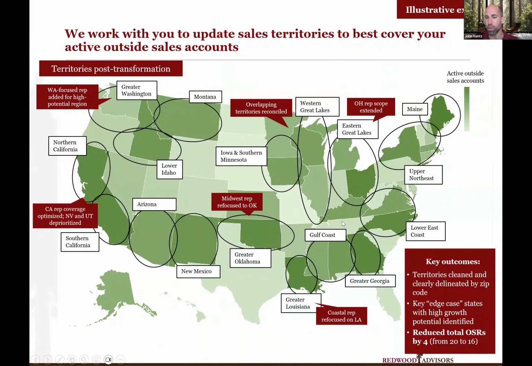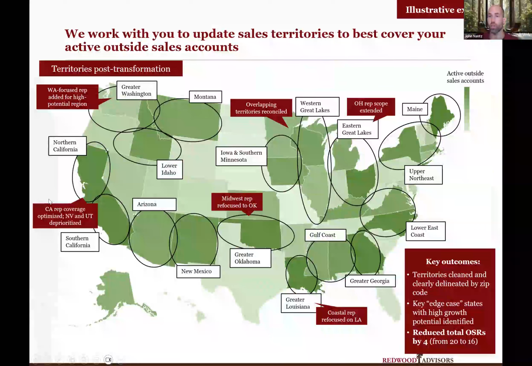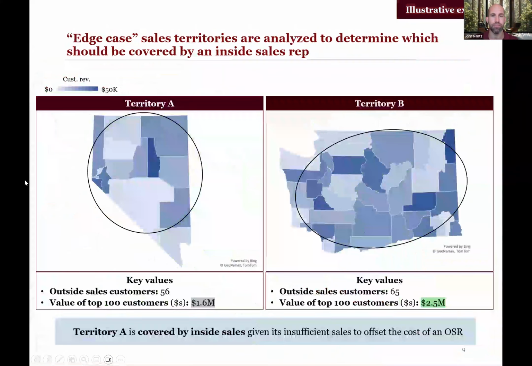This is just an example. And the net of all that was we actually reduced the number of OSRs from 20 to 16 as well, which was an important priority for this company over the long run. It's obviously a transition process, but that's where we wanted to end up.